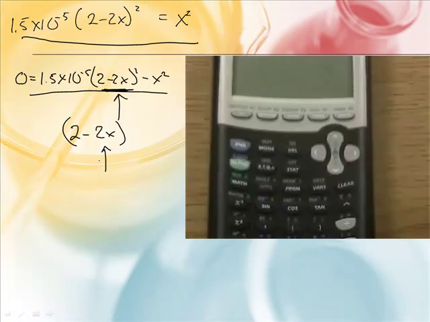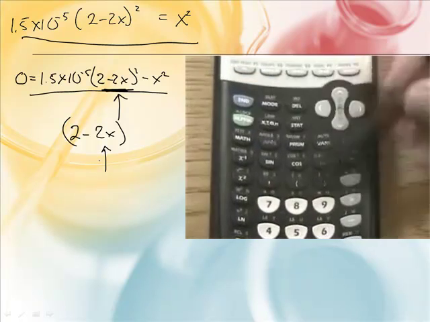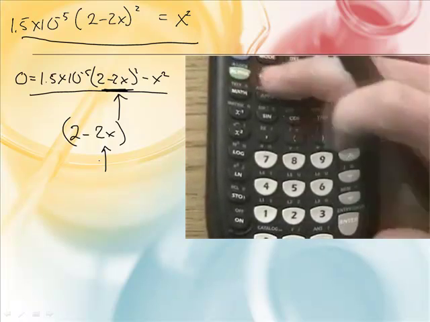The solve button is down here. It's kind of a function of the enter button, in green. So I'm going to push alpha and then enter, or alpha solve. That's what I usually say, alpha solve.